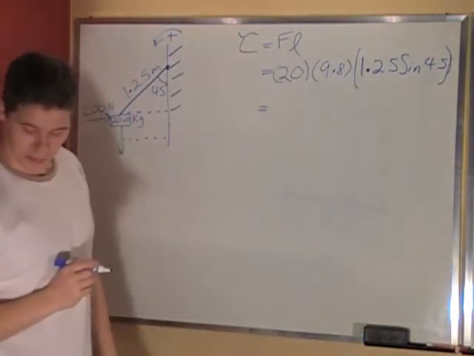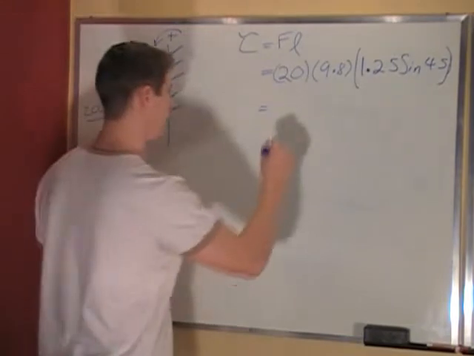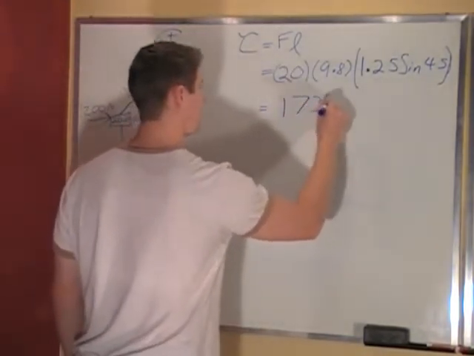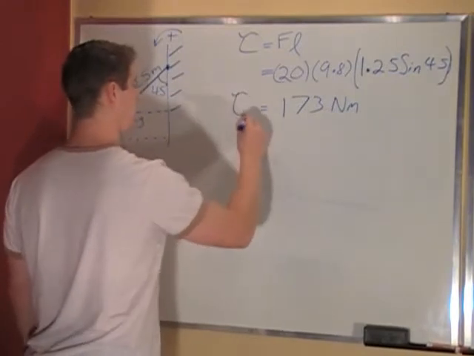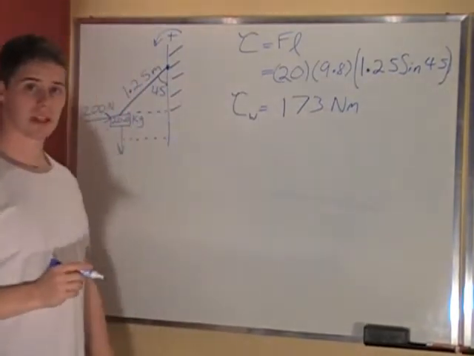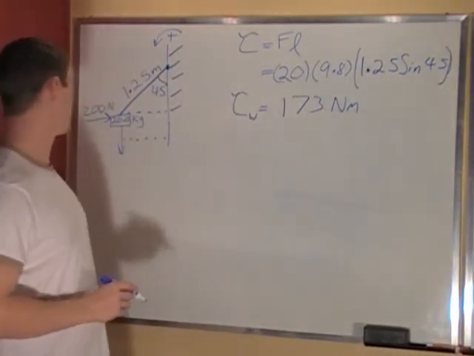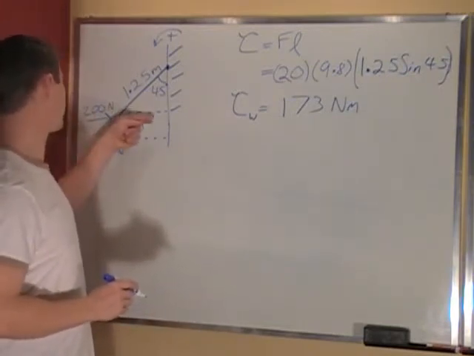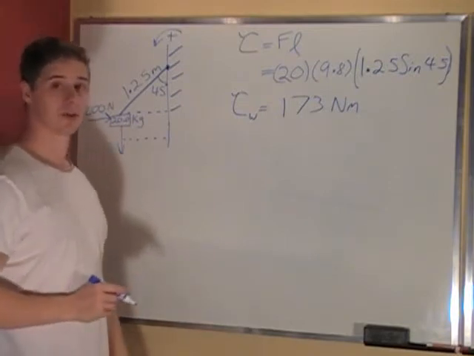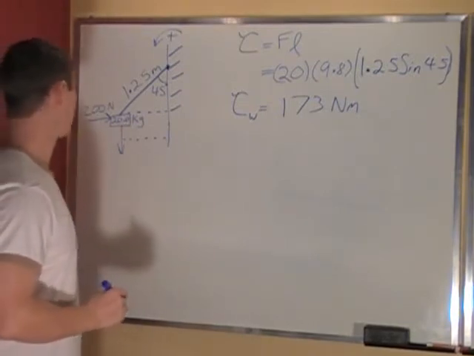Now we plug that into our calculator, and we find that we get 173 newton meters for the torque due to the weight. Now the second part of the problem wants us to find the total torque, assuming we push on this weight straight in the x direction with a force of 200 newtons. So let's just figure out the torque due to this force.